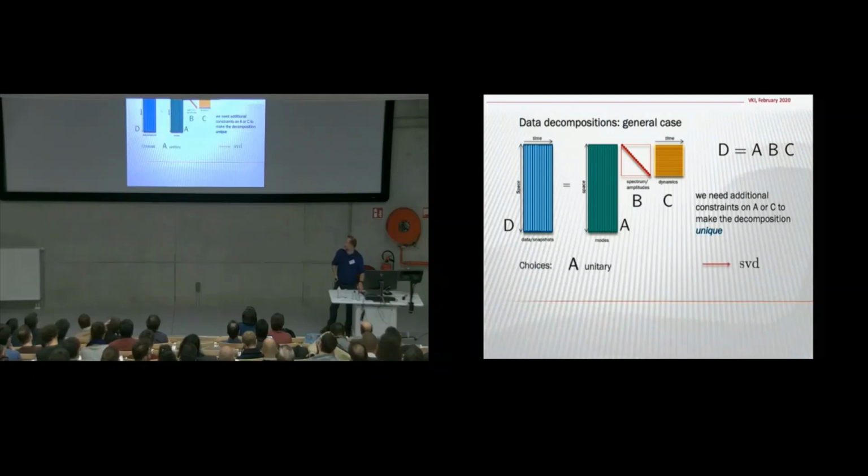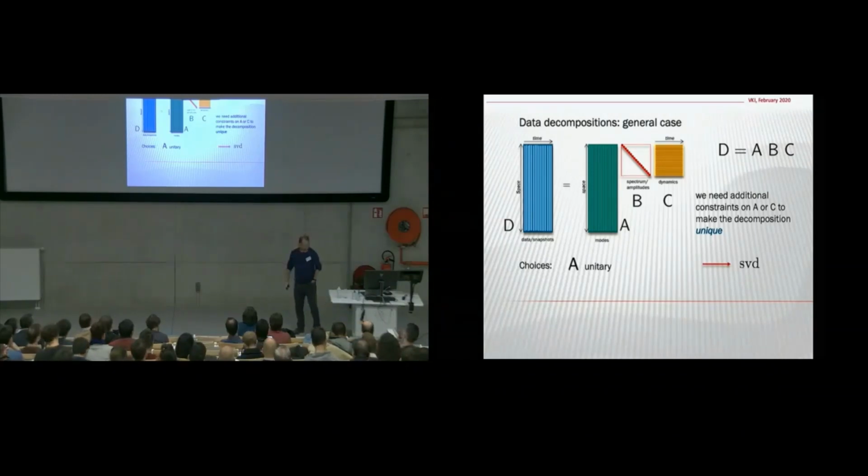And this is where all these data decompositions come in. For example, if I make one more choice and say A has to have orthogonal columns, or A has to be unitary, either way, okay? That one is enough to uniquely define this decomposition as an SVD. And that's exactly like POD. Okay, so this is the SVD. If I make this choice, of course, there's many other choices that I can make.